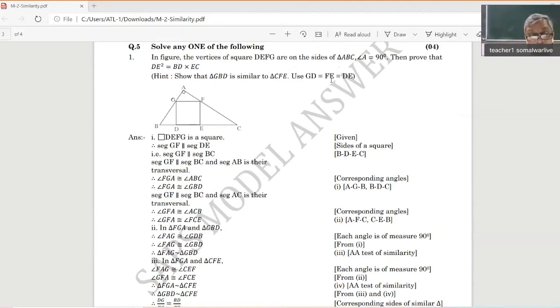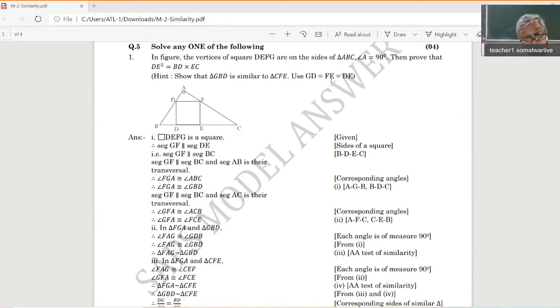And segment AB is their transversal. GF is parallel to BC and AB is a transversal. Triangle AGF, or it is written FGA, one and the same. Angle FGA is congruent to angle ABC, because they are corresponding angles and the lines are parallel, that is GF is parallel to BC. And secondly, angle FGA is congruent to angle GBD. Sir, why? Because B, D, E, C are collinear, and hence we are just writing the same angle with a different name. So the angle ABC in respect of triangle GDB is GBD. Therefore, angle FGA is congruent to angle GBD.